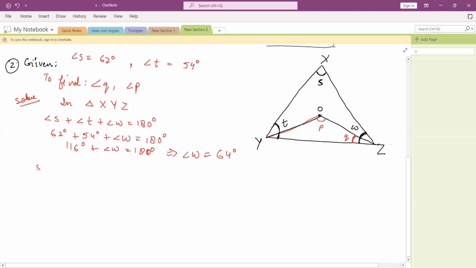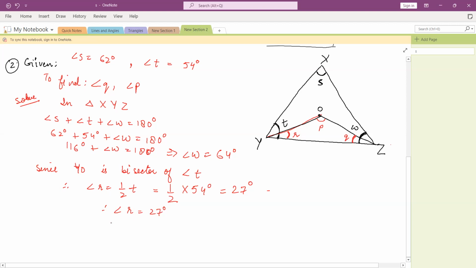Okay. Now, since YO is the bisector of angle T, if I name this small angle R, then angle R is half of angle T, right? Yes, ma'am. So this is equal to half of 54 degrees, which is 27 degrees. Therefore angle R is equal to 27 degrees. Okay, one. So this we have found.